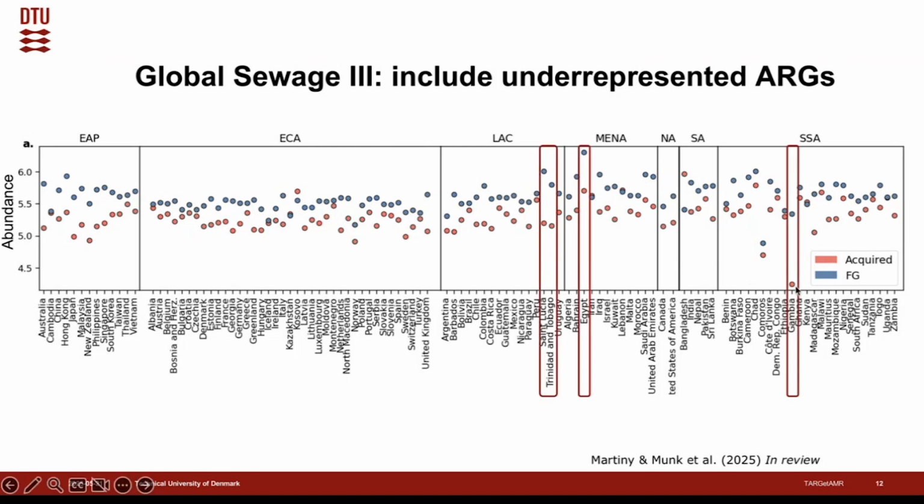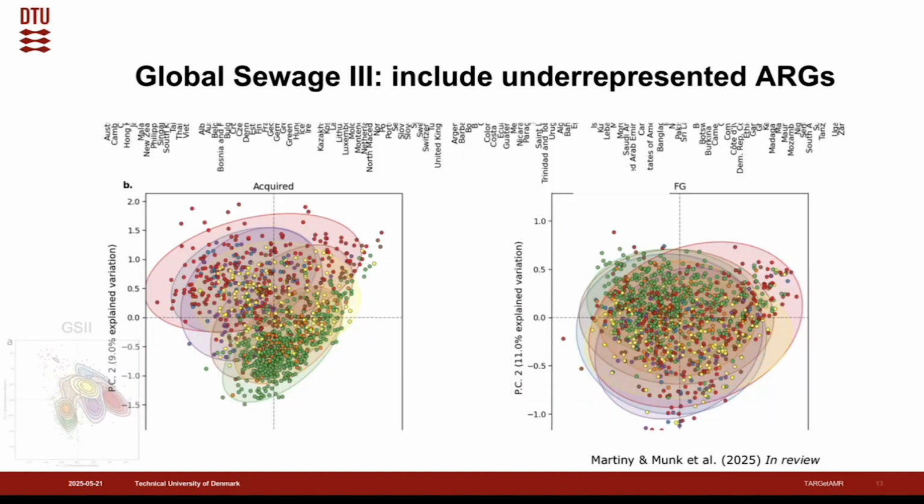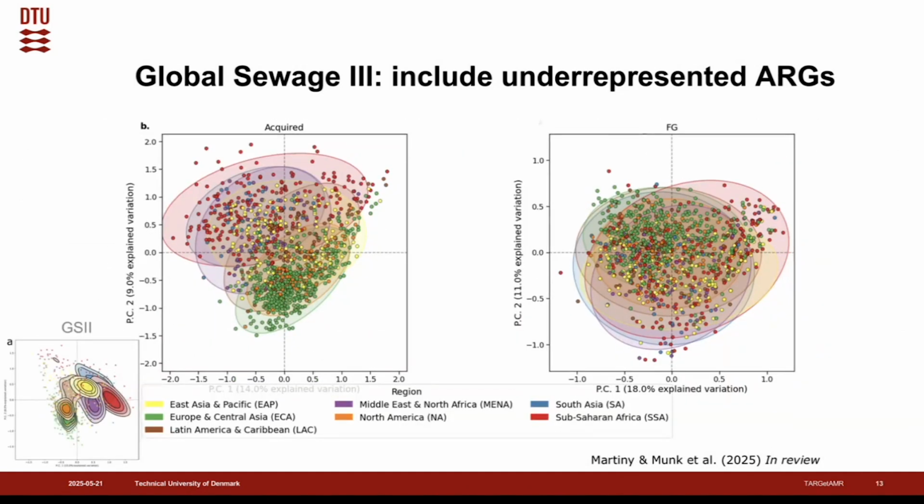For example, in Gambia, in the second Global Sewage paper, it was noted that the abundance was quite low compared to other countries in Sub-Saharan Africa. Whereas according to the FG genes, the load is actually higher. I talked a bit about already that it seems that regionality is driving the differences in the acquired resistant genes. We can still confirm this pattern. I included the PCA biplot from the second Global Sewage paper, where we can still see there's some sort of regional separation when we look at the Global Sewage 3 dataset.